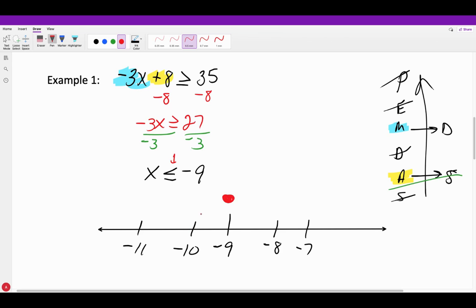And then since it's less than, I know that these numbers to the left are less than -9, so that would then be our graph. All right, let's move on to another problem.